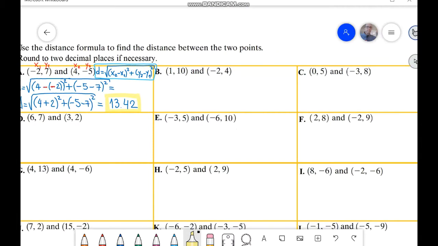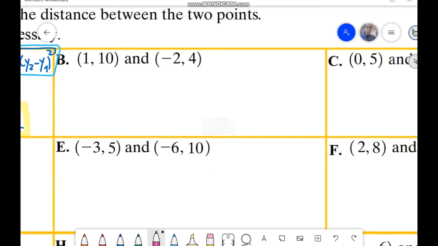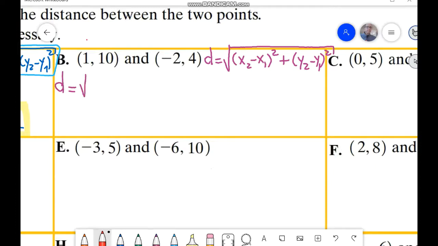Let's work on letter B. The formula is the same. Let me repeat again the formula so we can remember. D equals the square root of x2 minus x1 squared plus y2 minus y1 squared, and this whole thing square root. Okay, that's the formula. We have to say this is x1, this is y1, this is x2, this is y2, right? So x2 -2 minus x1 -1 squared plus y2 4 minus y1 10 squared.